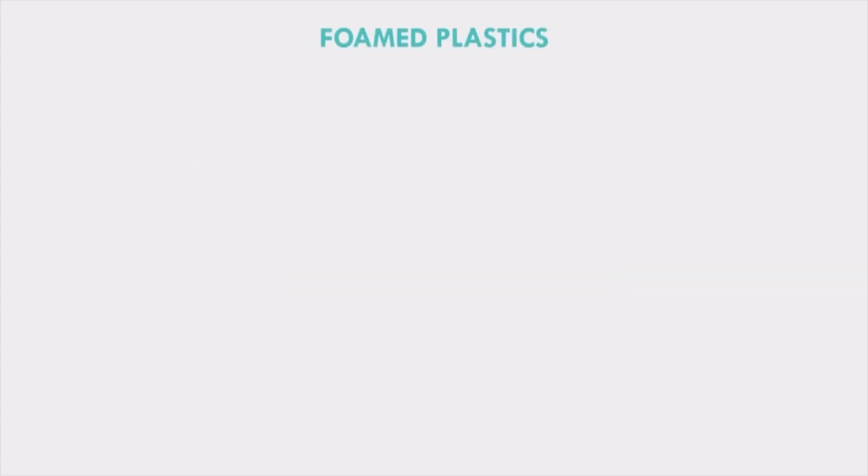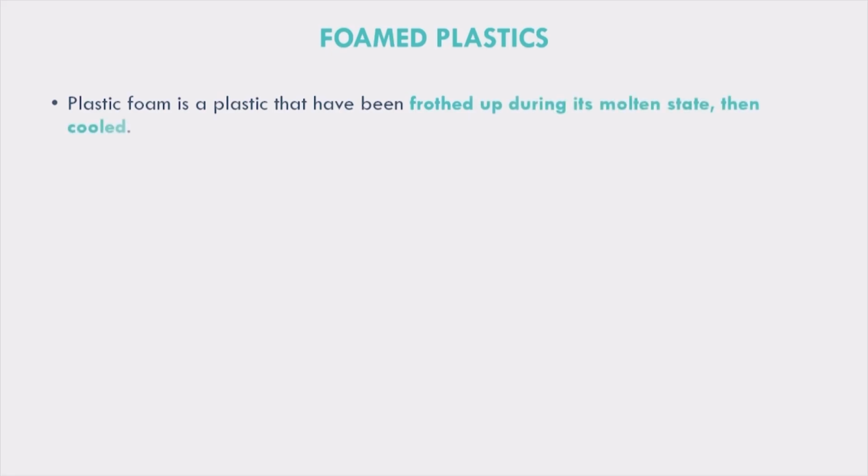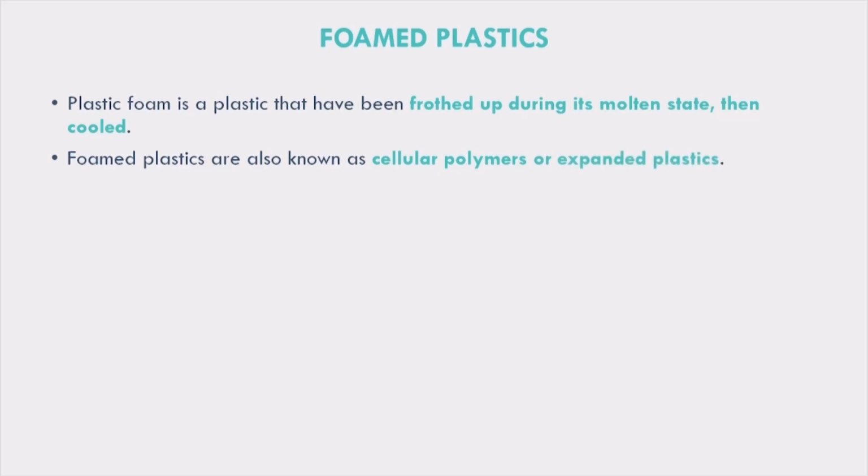Foamed plastics. Plastic foam is a plastic that has been frothed up during its molten state, then cooled. Foamed plastics are also known as cellular polymers or expanded plastics. All kinds of resin can be used as raw material for plastic foam formation.